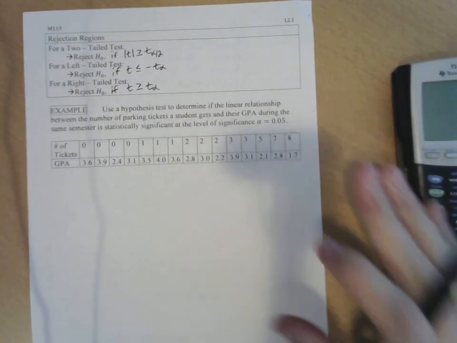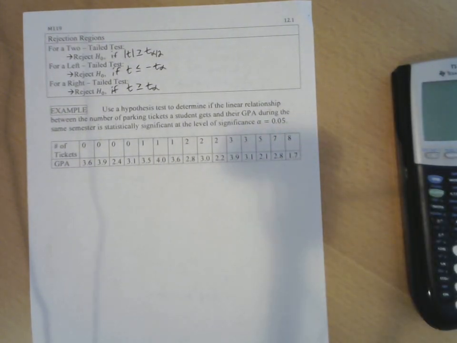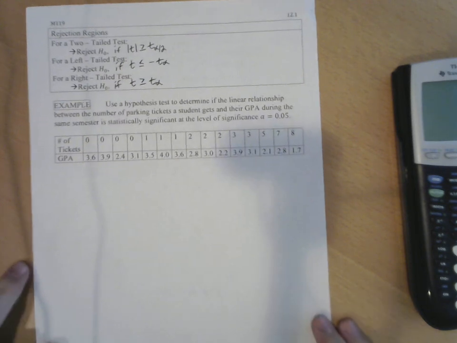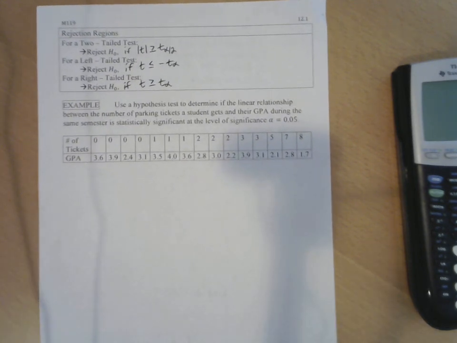So let's take a look at a full example doing this. Use a hypothesis test to determine if the linear relationship between number of parking tickets a student gets and their GPA during the same semester is statistically significant at the level of significance alpha equals 0.05. One thing that I like to do with these is first actually look at the scatter plot, so we don't talk about scatter plots just for nothing.